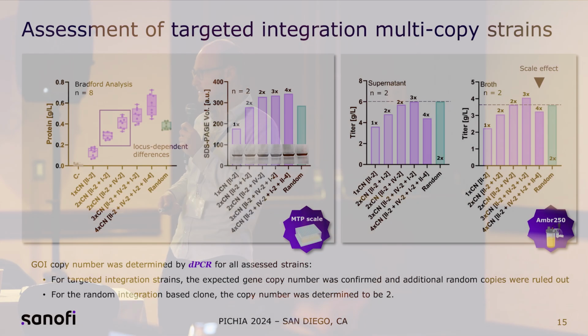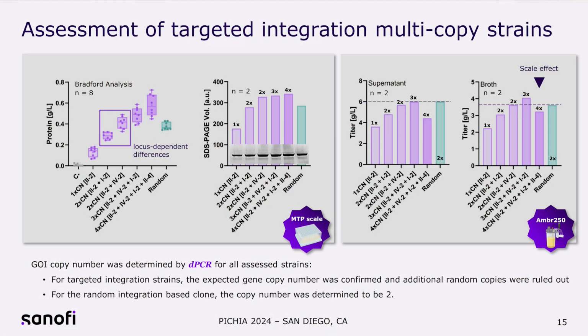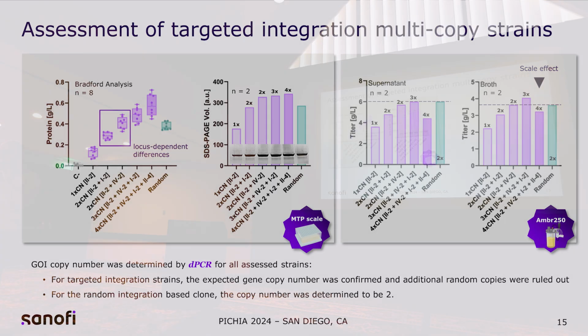And as a next step, we started to generate multi-copy strains with these integration loci. And here are the results from microtiter small-scale screening. What you nicely see is a trend of increasing product performance with increasing copy number. There we have 2 different strains that have a copy number of 2, but differ in the integration loci. You see some locus-dependent differences in the expression performance.